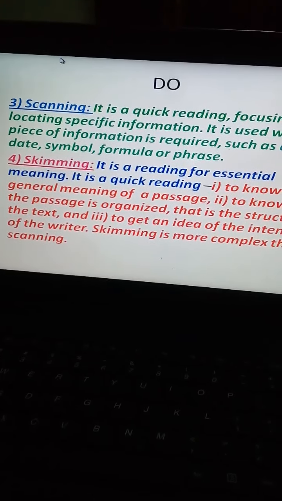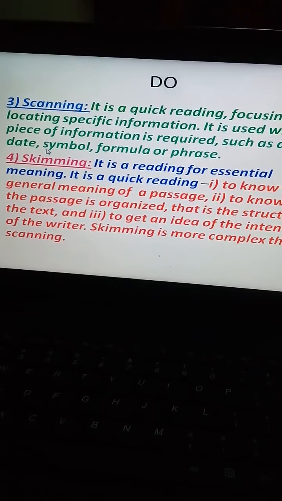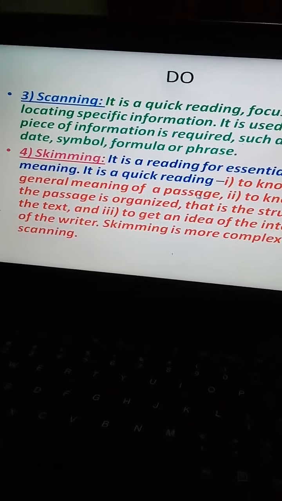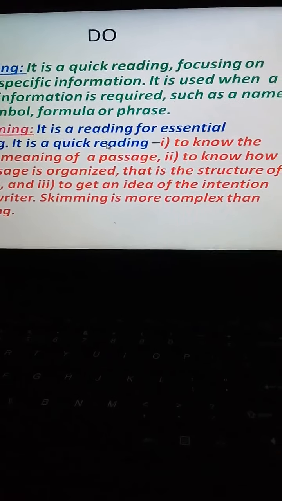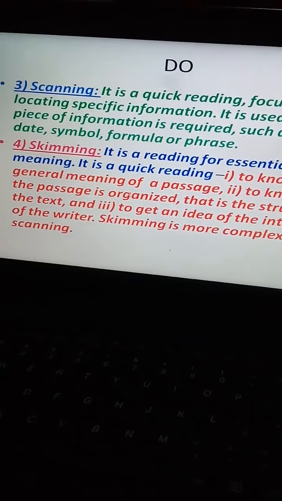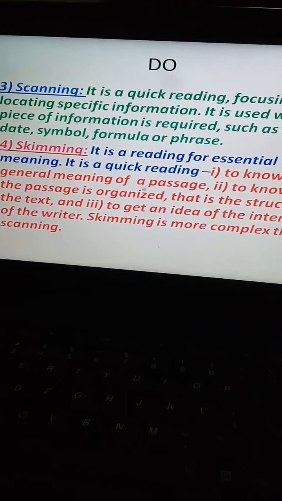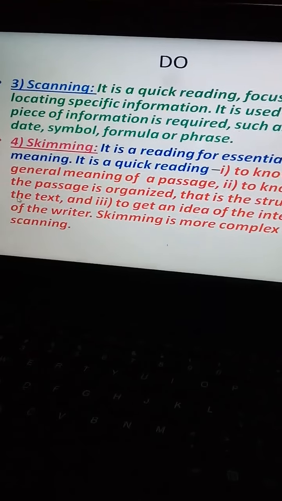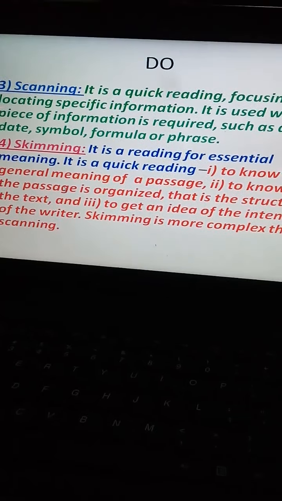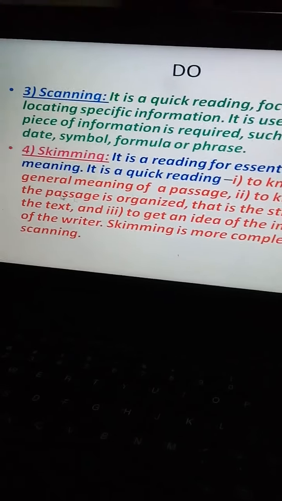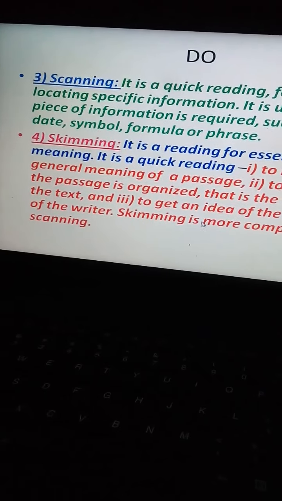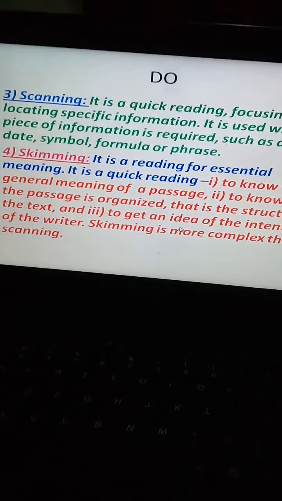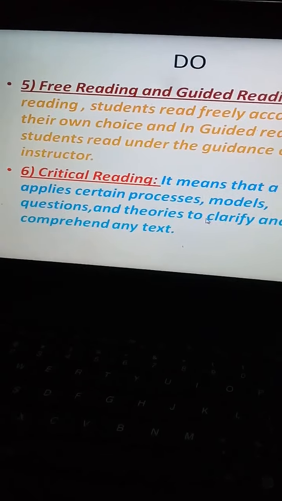Then there is another category, that is skimming. Skimming is reading for essential meaning. It is a quick reading to know the general meaning or general idea of a passage, to know how the passage is organized, that is the structure of the text, and to get an idea of the intention of the writer. And skimming is more complex than scanning.